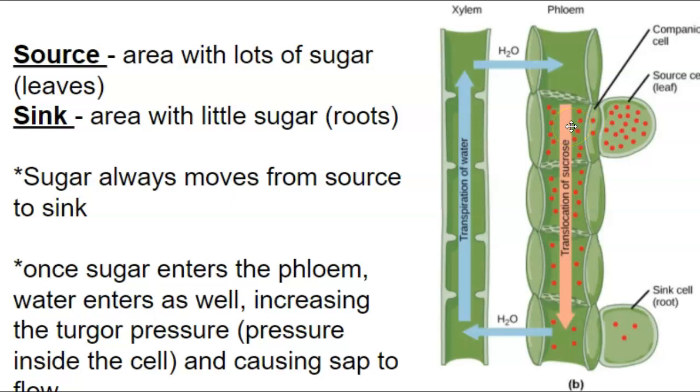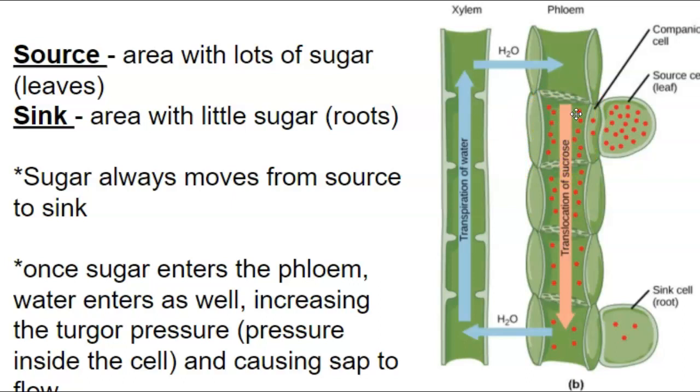Now, once it moves into the phloem, water from the xylem actually goes in there as well. And this increases the pressure inside of this cell. We call this turgor pressure. You'll learn more about this if you take another class on plants. But our water moves in and it increases the pressure. Think about, we have a lot of stuff in this cell now. We got water and sugar and it's pushing on the walls.